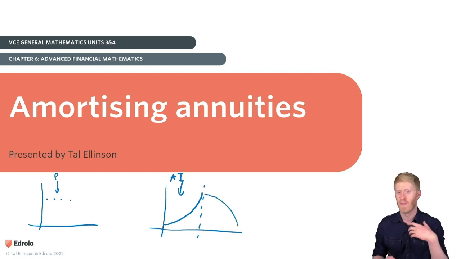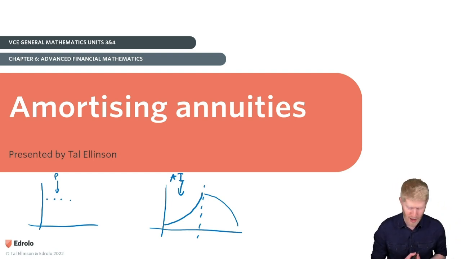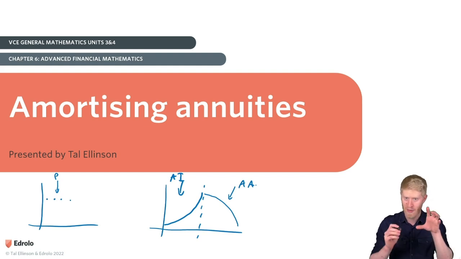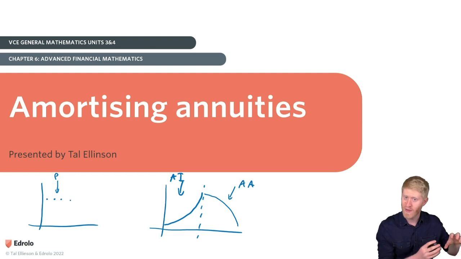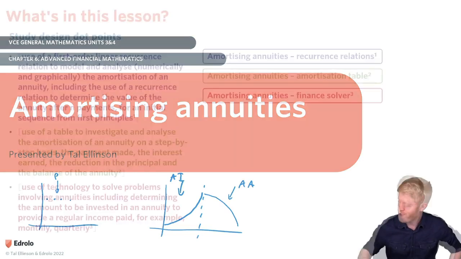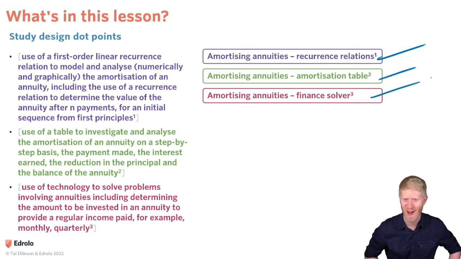And the idea of something amortizing is the idea of it reducing in value over time with regular payments. And in the study design, we can use this term, the amortization of an annuity. And here, in this lesson, when we talk about amortizing annuities, we're talking about this product paying you out money during your retirement, so dropping down in value over time. And there are 3 key skills in today's lesson: recurrence relations, the amortization table, and using the finance solver.